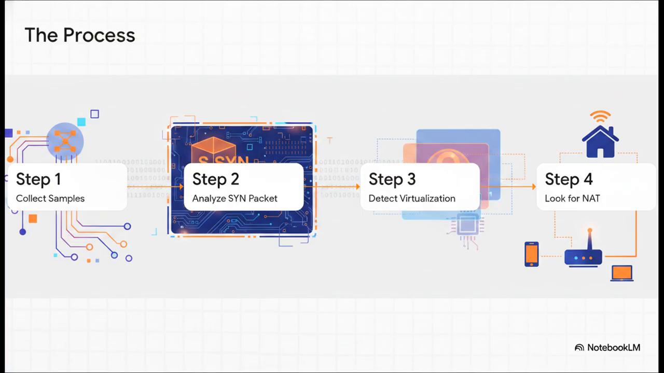First, pretty simple, we collect a bunch of IP samples from the provider. Then, and this is the important part, we analyze something called the SYN packet. Think of it like the initial hello in any digital conversation. After that, we look for clues that a machine is virtualized. And finally, we check out its NAT behavior, which tells us if a bunch of devices are sharing one connection, like they would in a normal house.